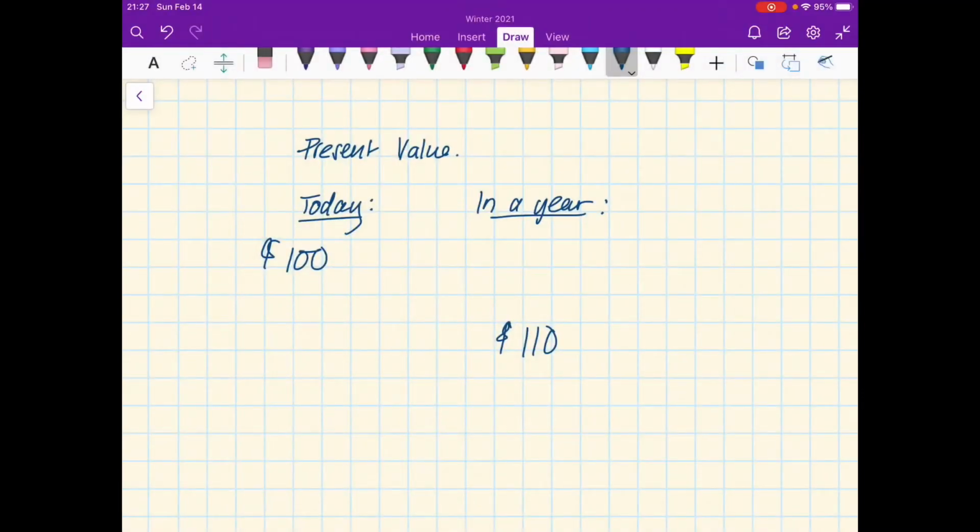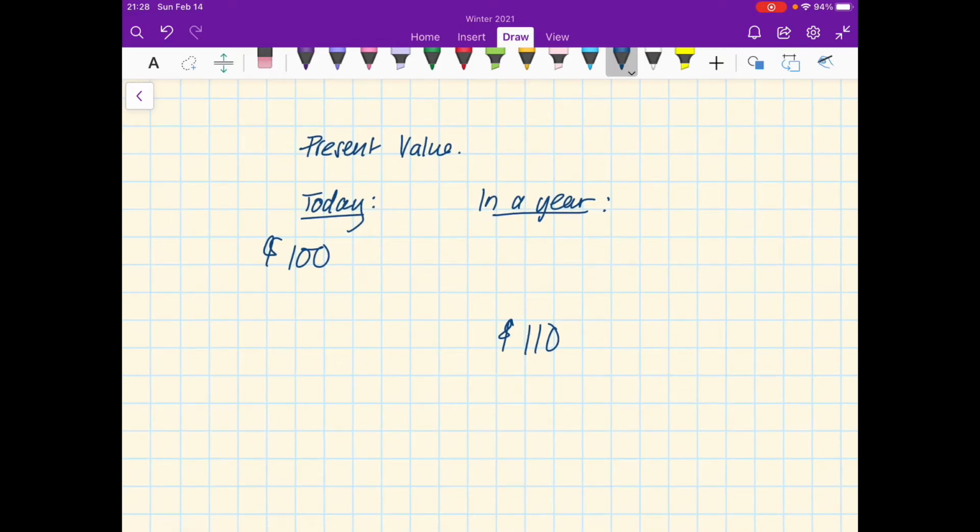We'll use this simple example to explain present value. Let's say I give you the opportunity either to get $100 today or $110 in a year from now. Looking at this, initially you might think, oh, $110 is worth more than $100. So if I don't need the money right away, why wouldn't I wait a year to get that $110? And so I'll explain why that's not the case.